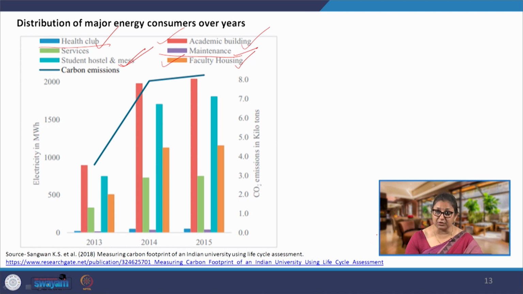I will stop here for the day, and we will attend tomorrow's lecture with another sector type or company type and see some of the case studies for the same.